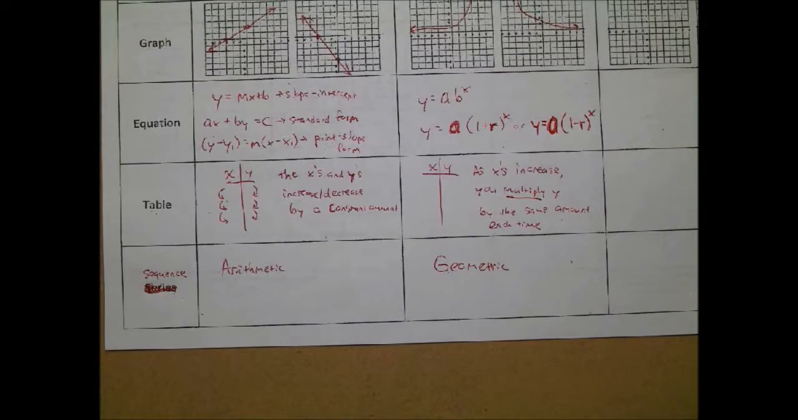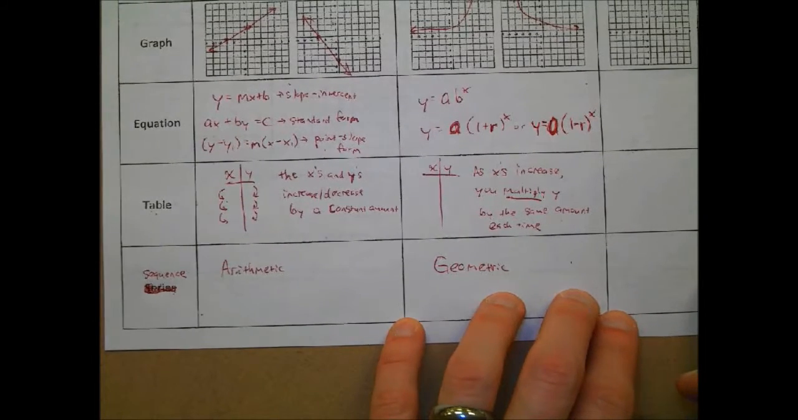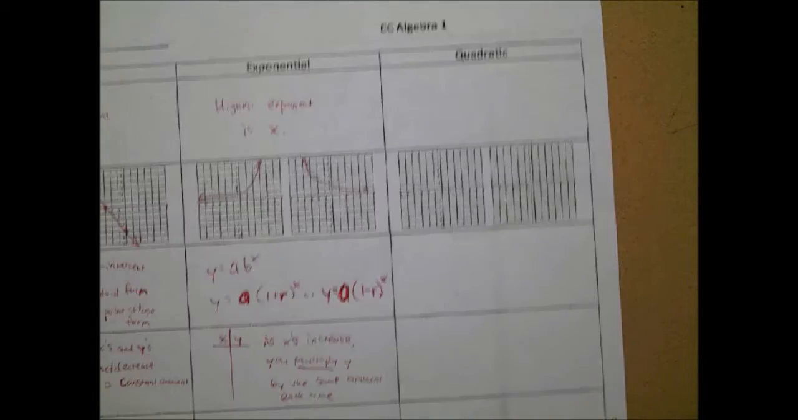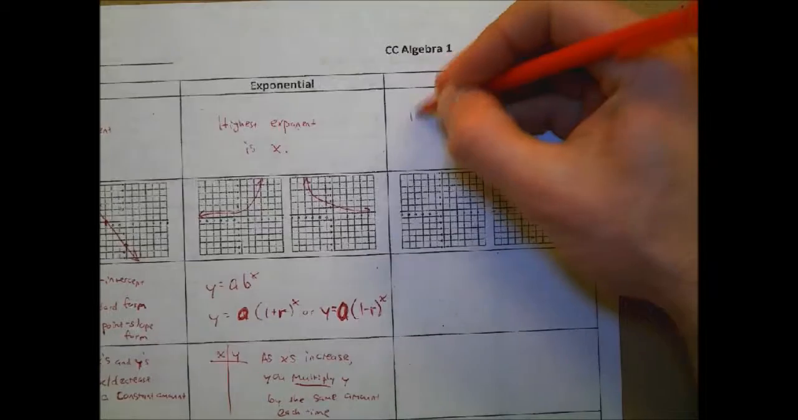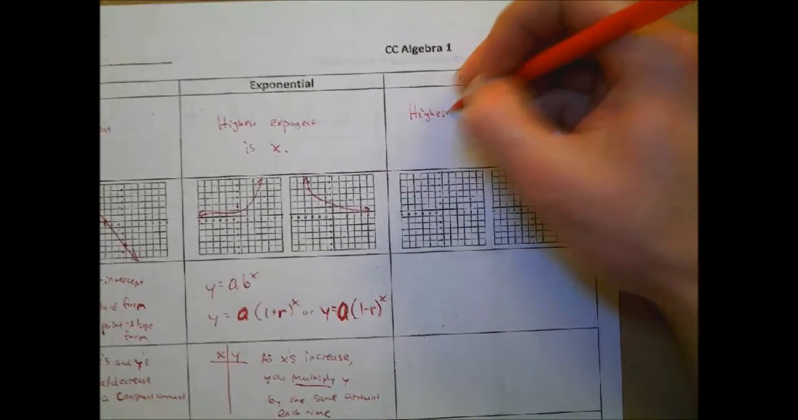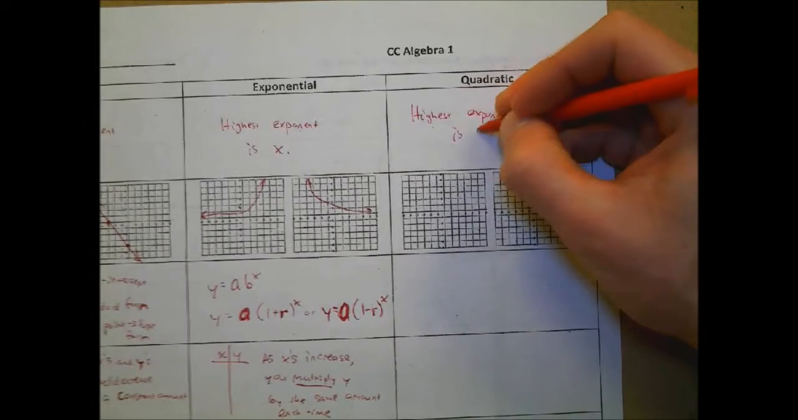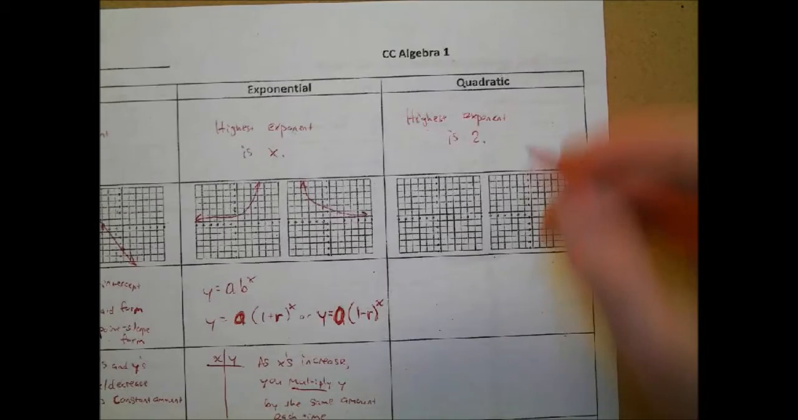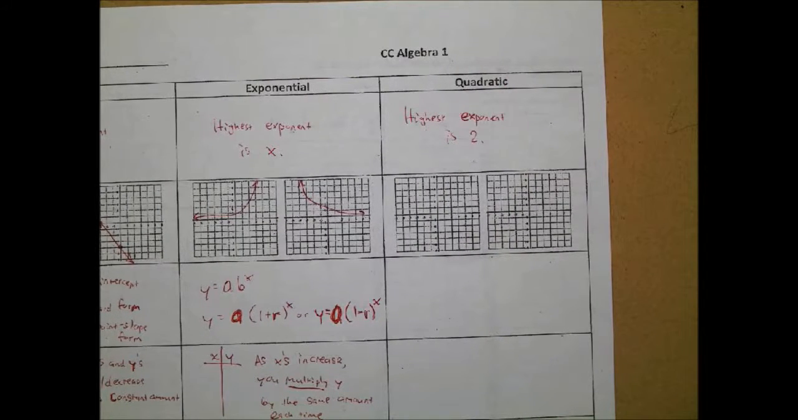Okay, and then for quadratic, all right, what's the highest power we're going to see in a quadratic function? Highest exponent is 2. Okay, highest exponent is a 2. What kind of shape do we get with quadratic functions? Yeah, a U or a frown. Parabola, the official title there.